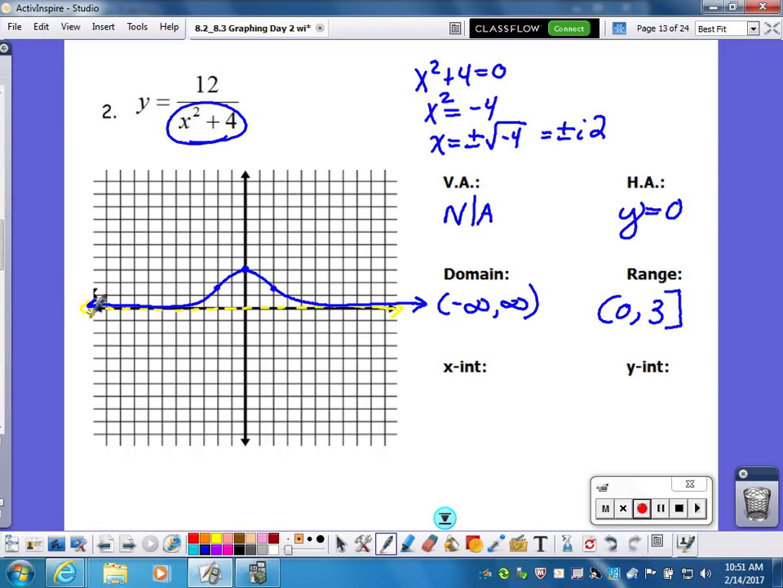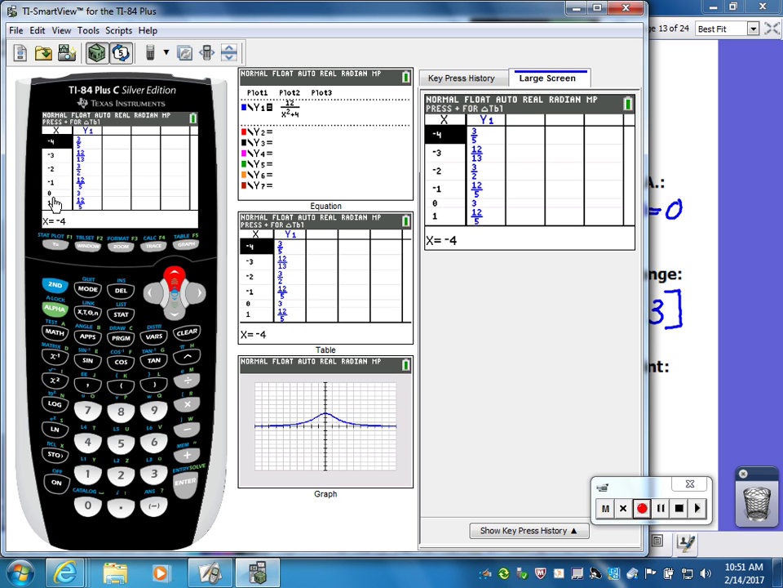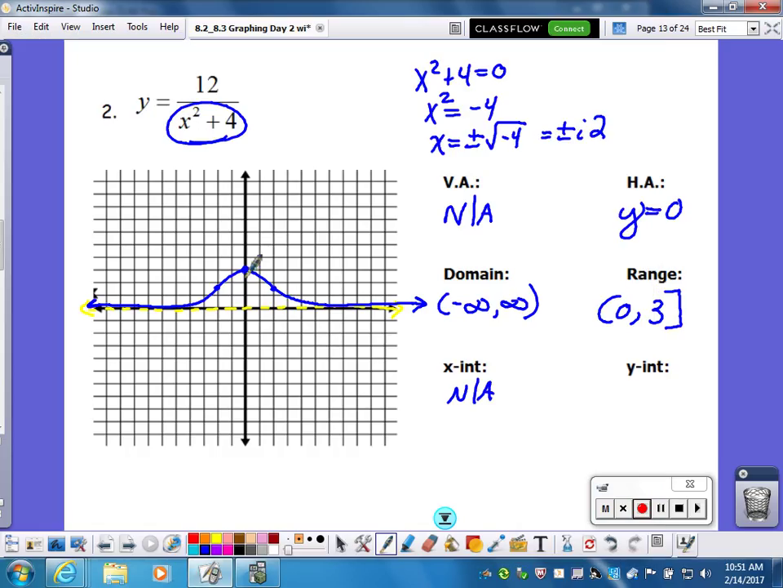Because my horizontal asymptote is y equals 0, look at that, there's no x-intercept. My y-intercept, once again, we can pull right from the table. You've plotted your point, so there's a couple ways. And you're at (0, 3).